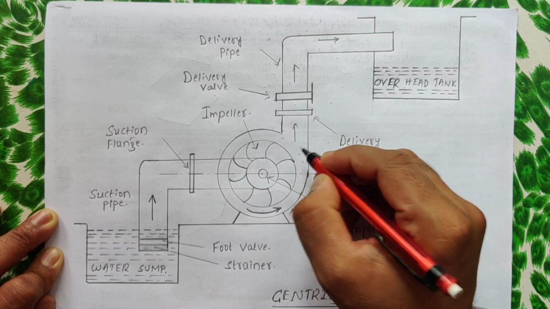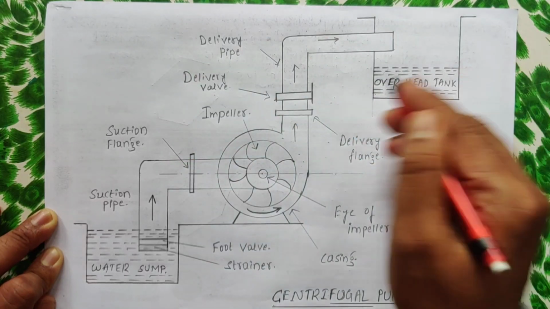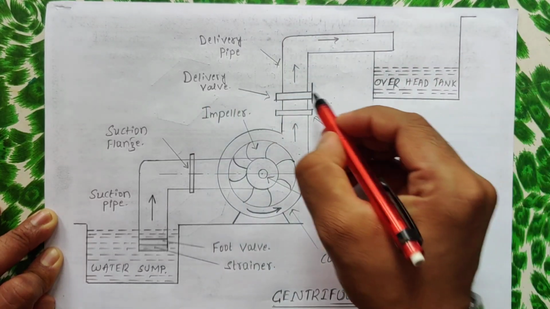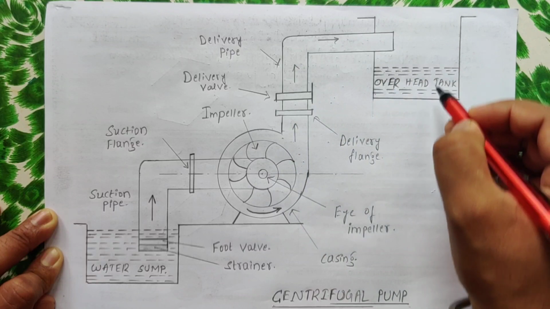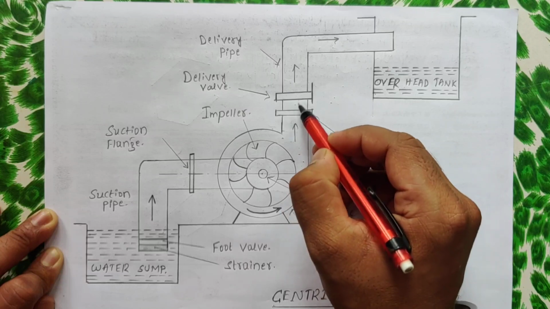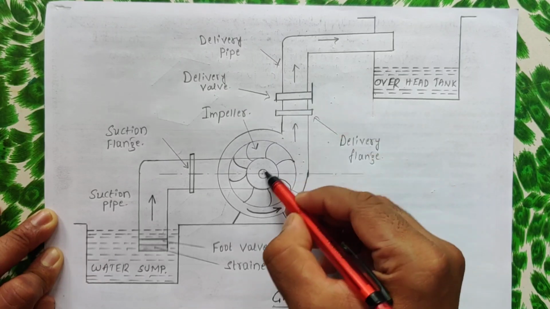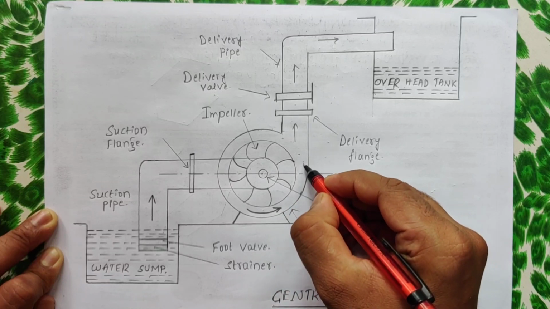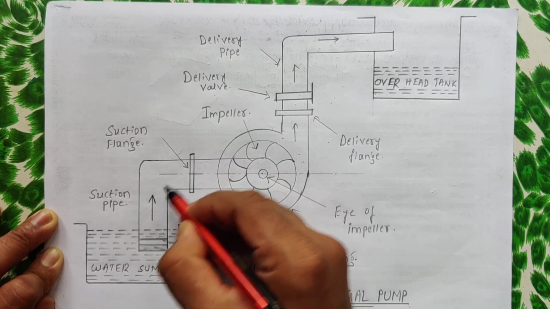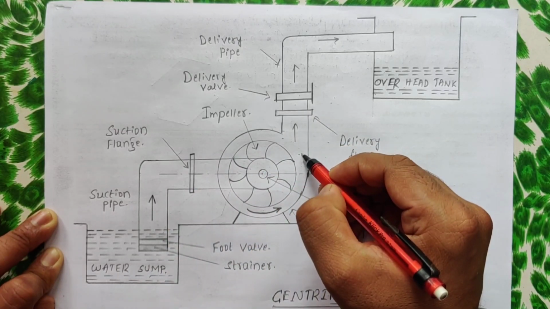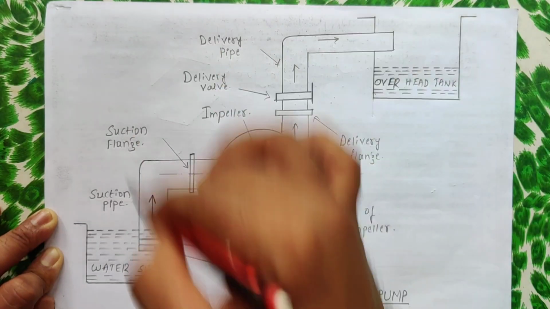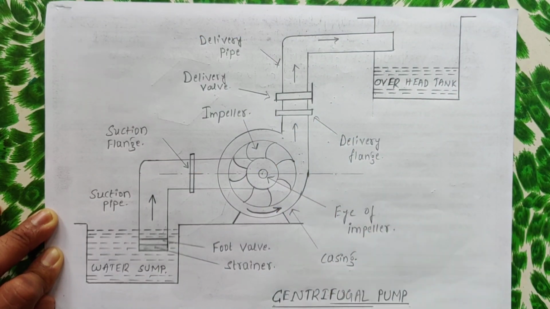Once the pressure builds up, the delivery valve opens. It was initially closed, no? Once the delivery valve opens, the water is supplied to the overhead tank. Once all the water is supplied, the delivery valve closes again and the impeller rotates again. Again a vacuum is created, and because of this low pressure, water from the sump is moved to the casing. Once the pressure builds, the delivery valve opens again, the water reaches the overhead tank, and the cycle repeats.